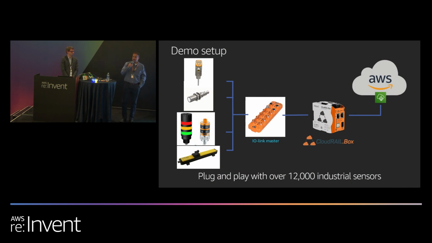That brings us to this demonstration where we have a number of different sensors. Let me show you what we have here. We've got a temperature sensor. We've got a position sensor. We've also got a vibration sensor. We've got a light tower. All these sensors are connected to an IO-Link master. From the IO-Link master, we're going to the CloudRail box, which is a gateway to the AWS IoT cloud. So this is the mechanism that we have in the demo setup.